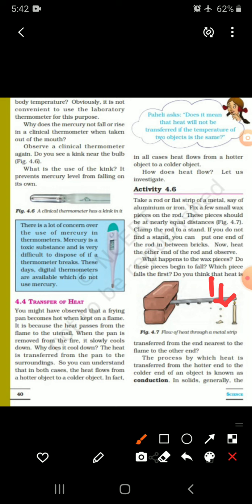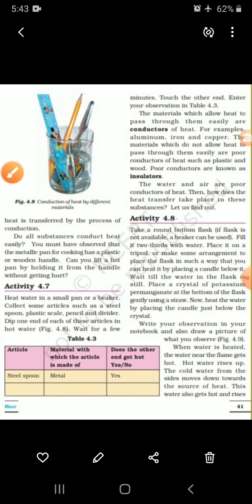The process by which heat is transferred from the hotter end to the colder end of an object is known as conduction. Means from the hotter end, where the heat is, or the heating end, it starts. This end is called the heating end, or hotter end. This is called conduction. Transfer of heat starts from the hotter end to the colder end. It is called conduction. Generally in solids, heat is transferred by the process of conduction.